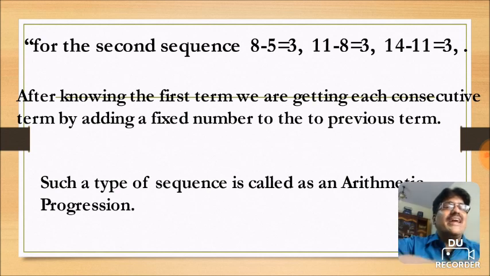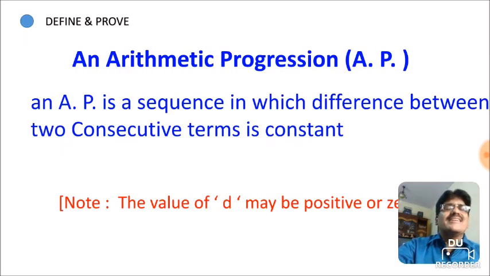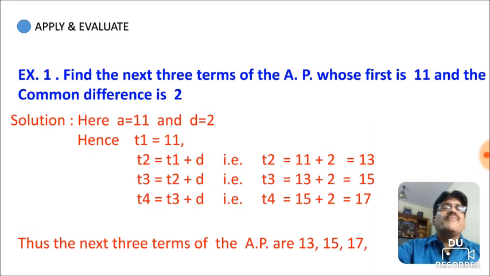Yes, arithmetic progression. Let us see the definition of this. Define and prove. An arithmetic progression, that means AP. An AP is a sequence in which the difference between two consecutive terms is constant, and this difference is denoted by D. Students, the value of D may be positive, negative or 0.